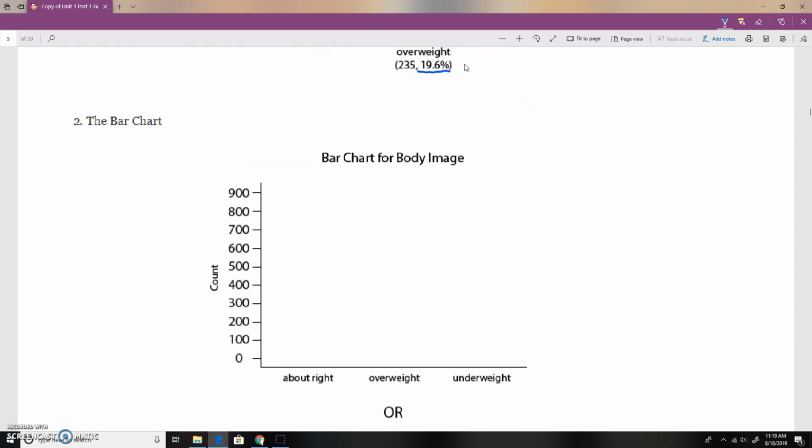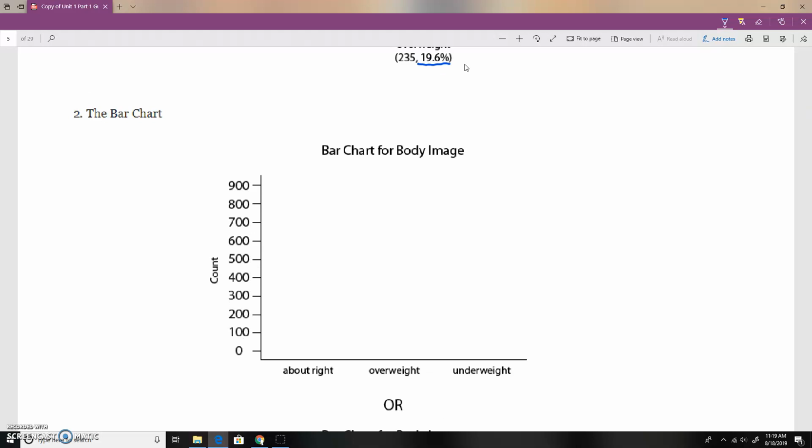If we took those same values and we placed them into a bar chart, we simply have each category along the bottom. See, our first category is about right. And we simply would draw a bar up to the value for the count for each. If we look at the count for about right, we have 855. So that would fall somewhere right about here between 800 and 900. And we would simply just draw a bar that went up to that level.